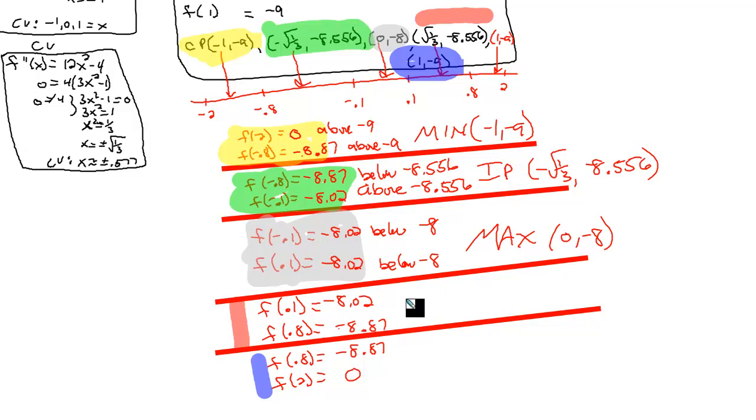Negative 8.02, comparing that to negative 8.556. This is above. This is below. Makes this an inflection point.